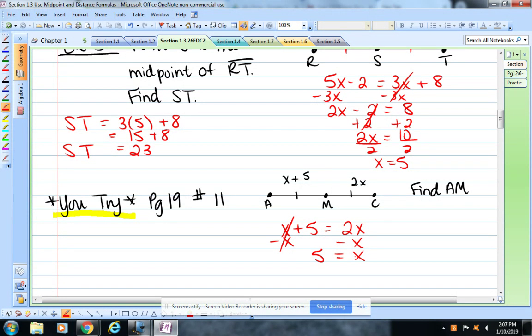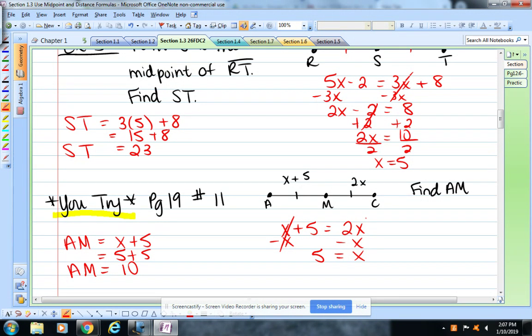But what did it ask me to find the length of? AM. And AM is x plus 5. And now that I know that x equals 5, I have 5 plus 5. So the length of AM equals 10. And you can check it. What's the length of MC? 10. It's also 10. 2 times 5 is also 10.